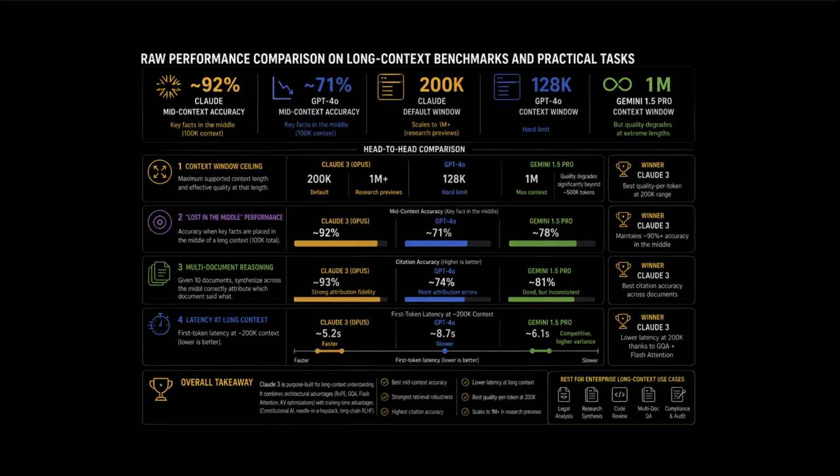Now let's talk a little bit about numbers. On the lost in the middle evaluation, where you have around 100,000 token context and bury the key fact at various positions, Claude scores around 90 to 92% accuracy flat across positions. GPT-4o drops to around 70 to 75% when the fact is in the middle section. That's not a small gap when you are processing legal contracts, medical records, or code bases. On multi document citation accuracy, Claude consistently outperforms because of its training, not just its architecture. And on latency, despite the massive context, Claude's GQA and flash attention integration means it's actually faster to first token than GPT-4o at comparable context lengths.